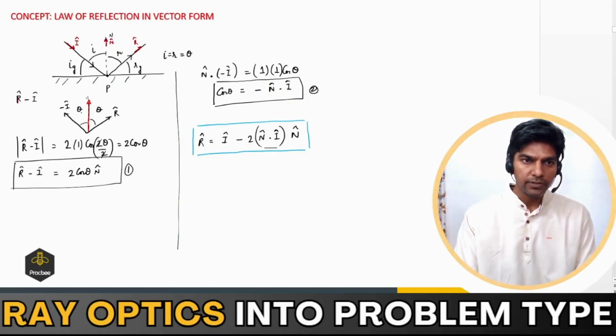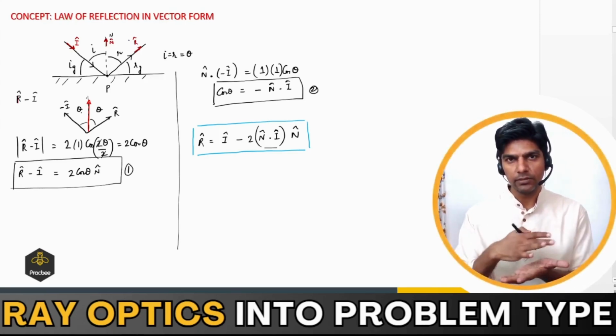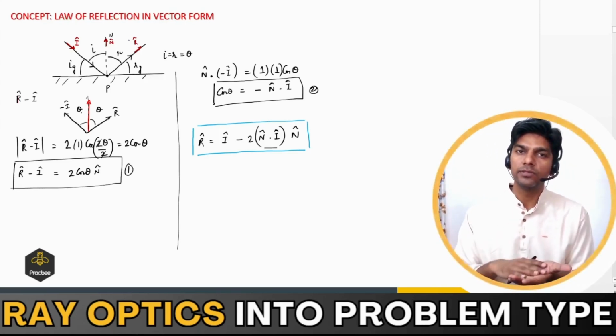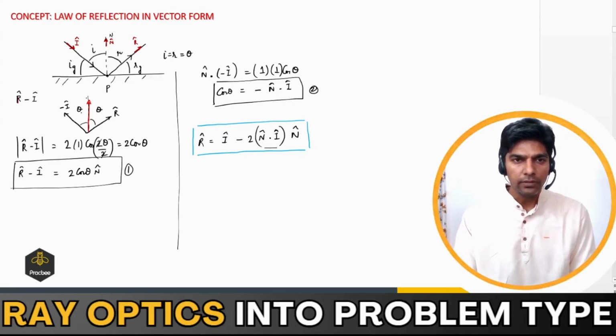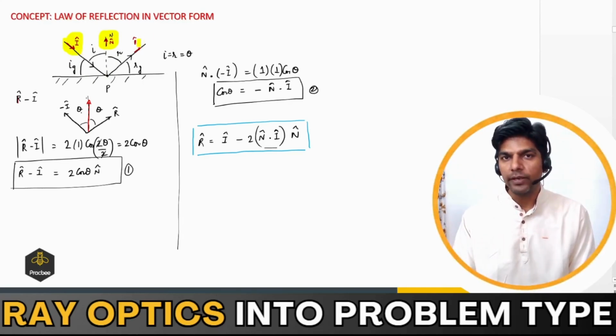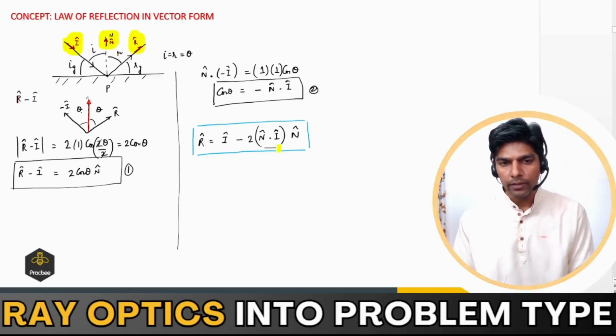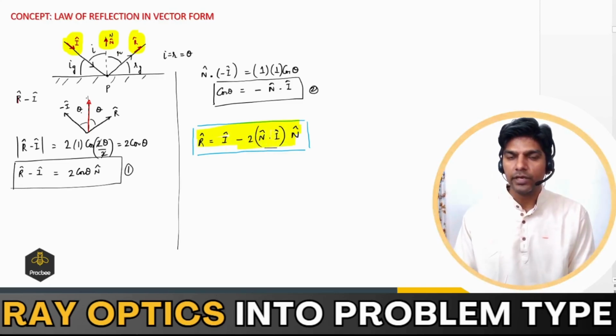The next problem type is based on the vector form of law of reflection. So we know what is law of reflection, right? If there is a shiny surface and there is an incident ray, the angle of incidence will be equal to the angle of reflection. Now in this vector form, if we are given the incident ray direction, I cap is the unit vector along the incident ray, n cap is the unit vector along the normal, and we want to find r cap, the unit vector in the direction of the reflected ray, then we can use this relation. r cap will be I cap minus 2 times n cap dot I cap times n cap, right? So do remember this relation. So let us take a question based on this concept.